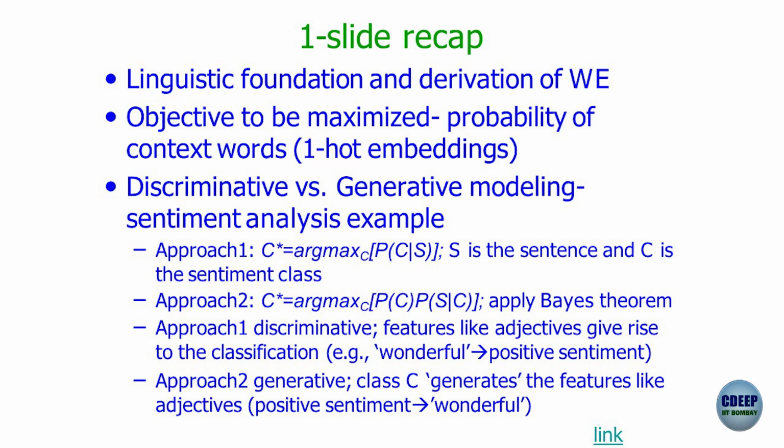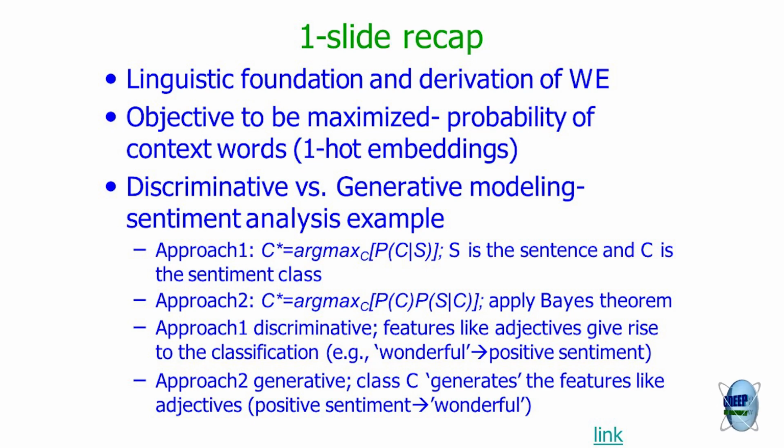Then we also discussed the notion of one hot embeddings. This is also very ingenious. Okay, I start with something. I have to start with something. That starting point is one hot embedding, which is a string of zeros, except that one location is one, which corresponds to the location of the word in the vocabulary.